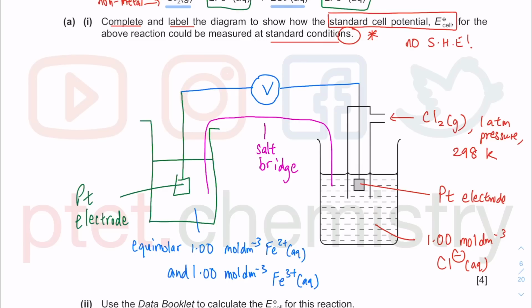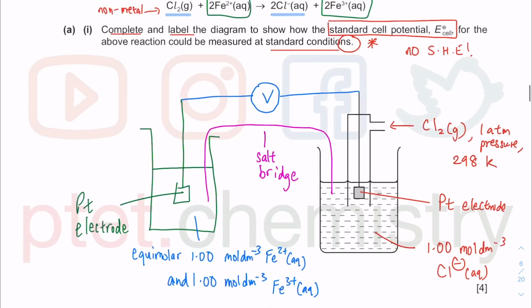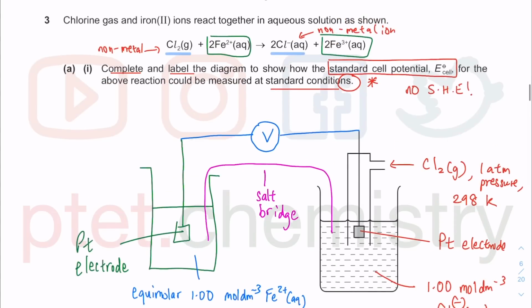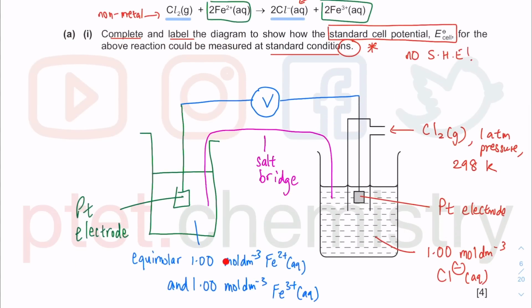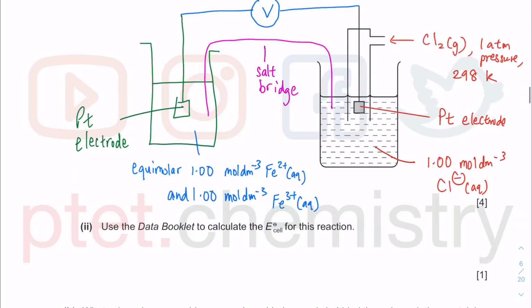So what do I have? I have my electrolyte here, which consists of equimolar mixture of these metal ion and metal ion. Already specified the standard condition concentration there. I already specified the other standard conditions, and this is a chlorine gas and the chloride solutions. As this is a non-metal and non-metal ion system, we also need a platinum electrode there. The salt bridge complete the circuit, and my diagram should be alright for that easy 4 marks there.